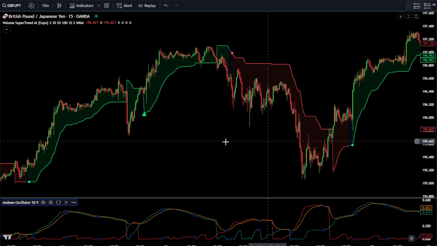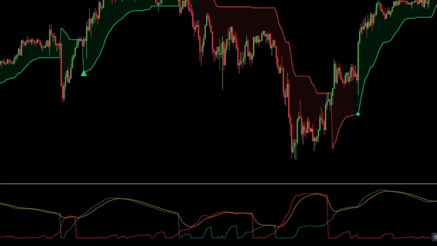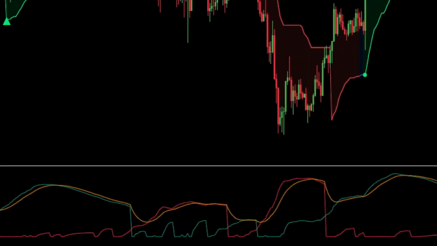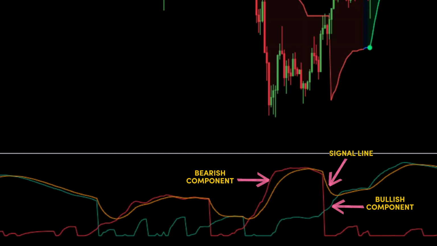The Andean Oscillator indicator will be used as a guide to place buy or sell orders in the market, but before using this indicator, you must understand the function of the three lines in this indicator. The green line is the bullish component line, then the red line is the bearish component line, after that, there's the orange line. This orange line is the signal line.